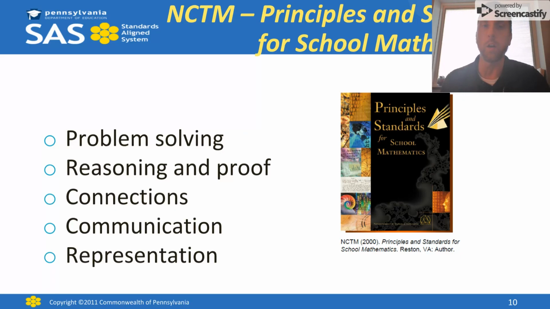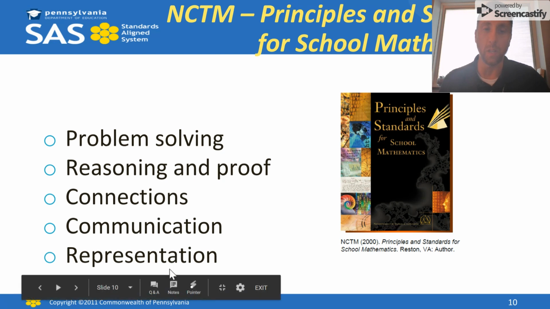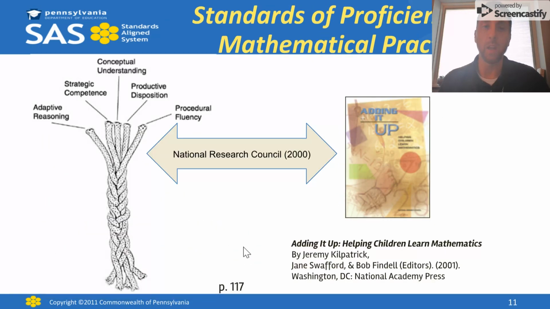Little background history: in the year 2000, NCTM, National Council of Teachers of Mathematics, published their principles and standards for school math, where they identified these 5 areas: problem solving, reasoning and proof, connections, communication, and representation, as the things that were important in math curriculum instruction. That same year, the National Research Council produced their text Adding It Up, which really identified 5 strands of mathematics, again, all intertwined, interconnected for what needs to happen in math.